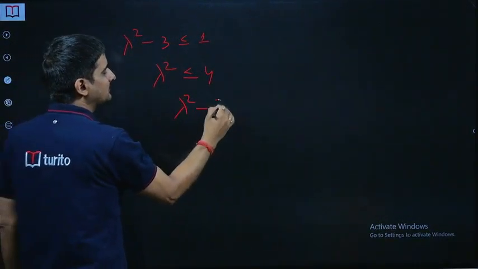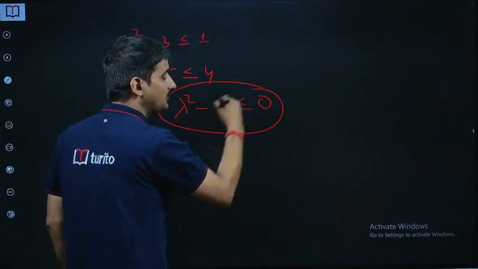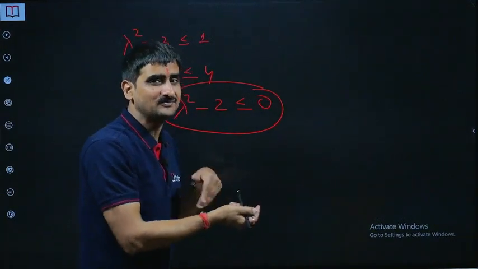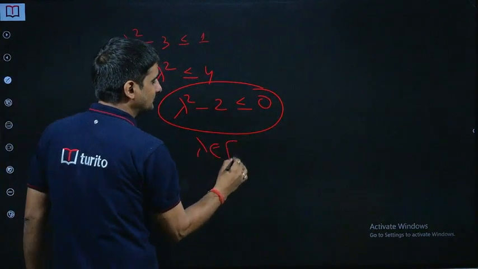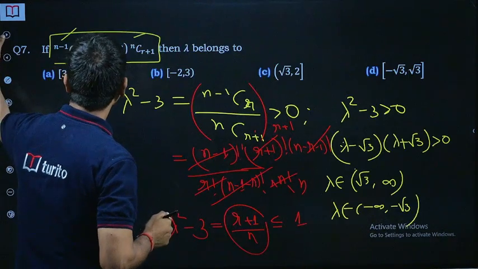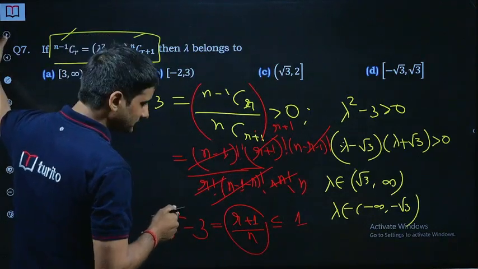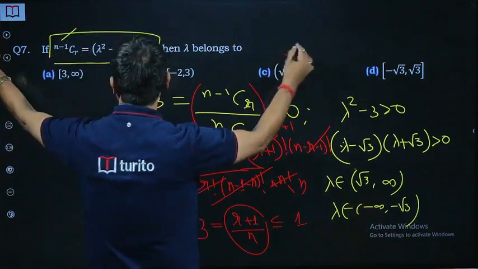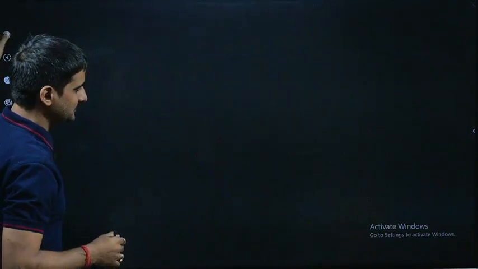See, again you have a quadratic inequality. The open upward quadratic less than 0 means between the roots. So lambda belongs to minus 2 to 2; take their intersection. So what is it? It's root 3 to 2. Yeah, that's perfect. So that should be the answer. So C should be the answer.